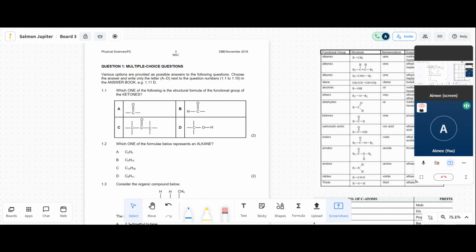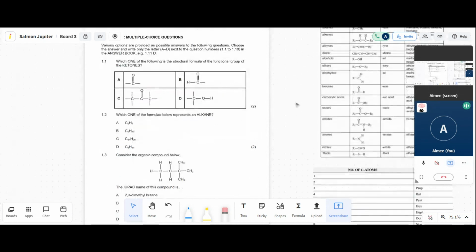This is paper 2, so chemistry. I'm going to start. This first section is going to include questions 1 to 5, and the second video will include questions 6 to 10. So I'm just going to jump right into it with multiple choice. I'm going to start with question 1.